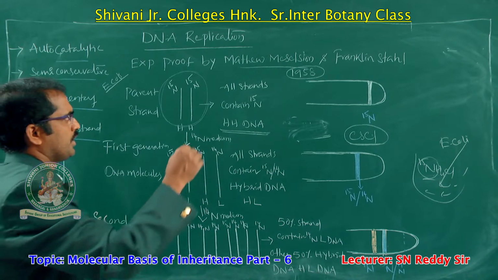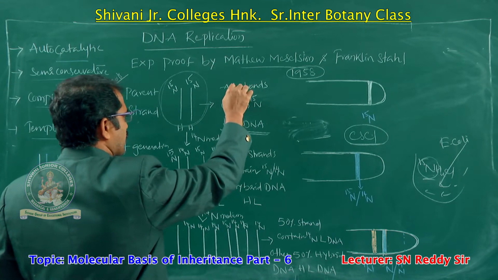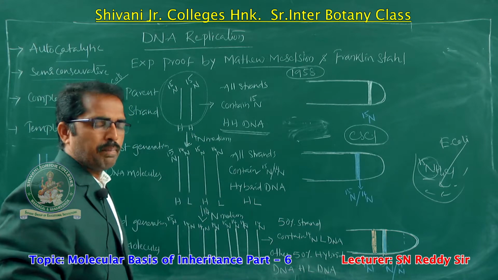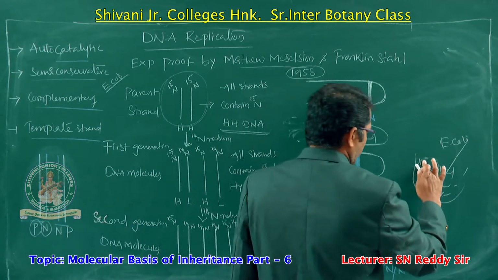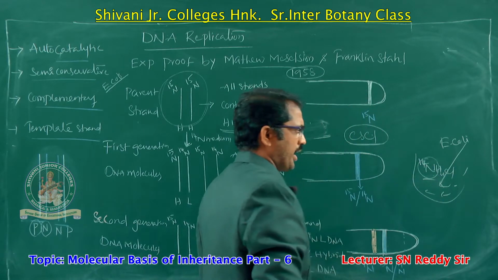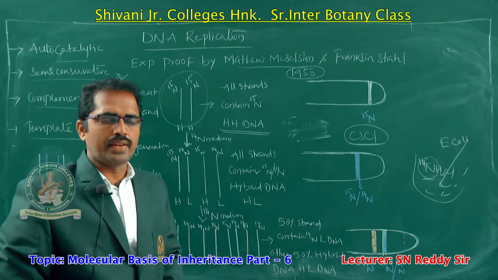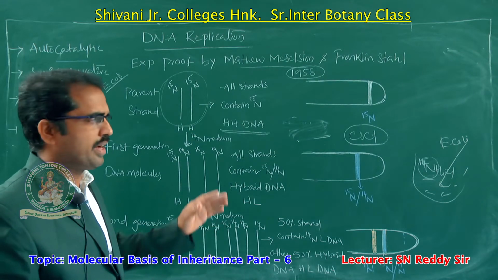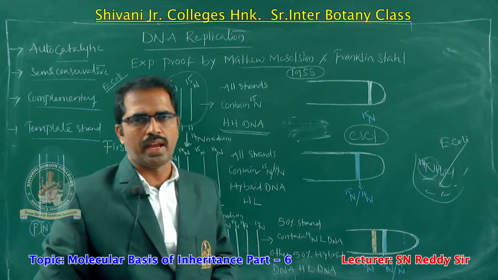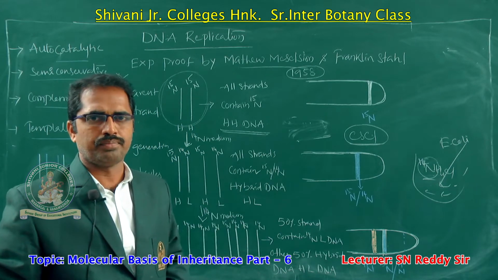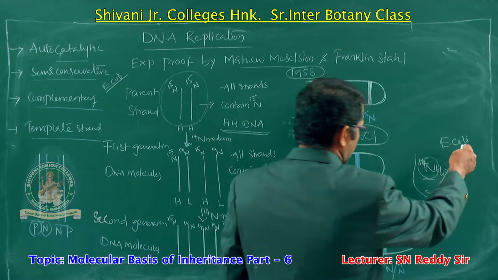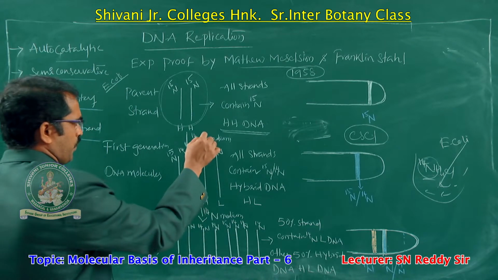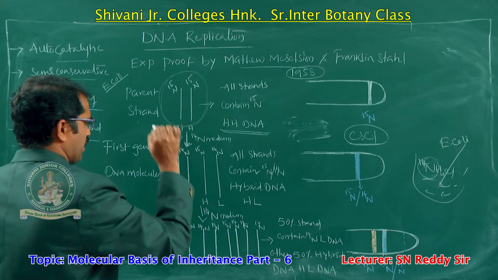The next step, again these strands will grow in a medium. That medium is N14, not heavy, N14 NH4Cl containing medium. In the next generation, this heavy DNA containing bacteria, they will transfer into light medium, that is with NH4Cl with N14. Now the Escherichia coli is transferred into this culture medium. Then after a few generations, for every 20 minutes there is a generation.